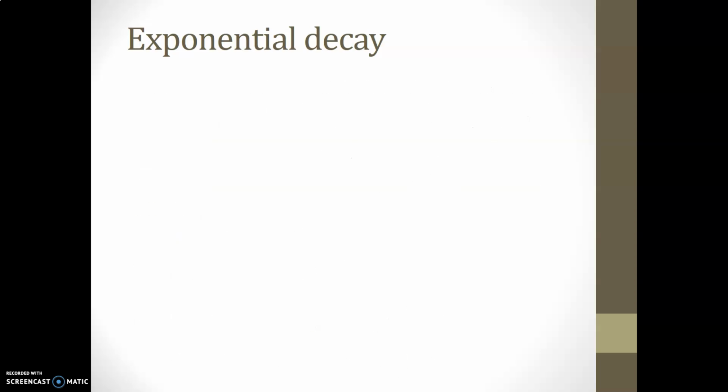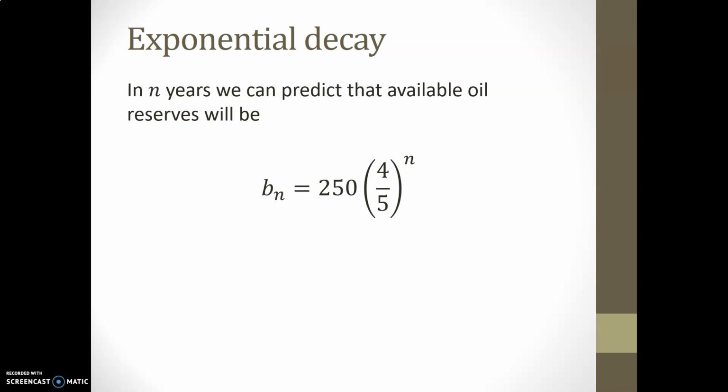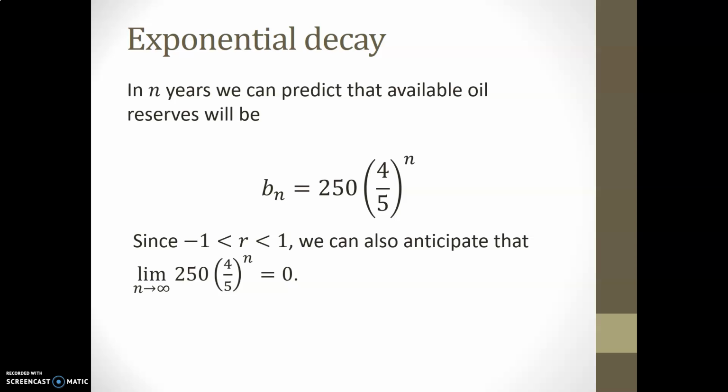You'll notice that we have used a constant ratio of 4/5 throughout this process. 250 was the initial value, so it played the role of a B0, and therefore we can anticipate that in n years, the amount of barrels available, Bn, will be 250 times 4/5 to the n. This time, since the ratio 4/5 is between -1 and 1, we can even anticipate that very far in the future, so as n goes to infinity, the available barrels of oil will go to zero.